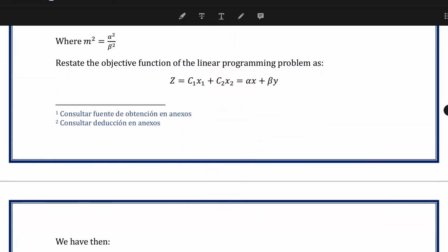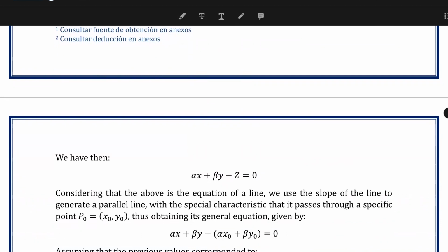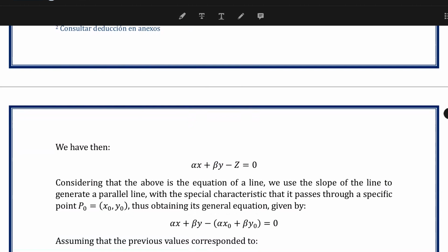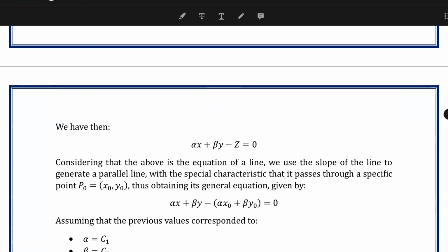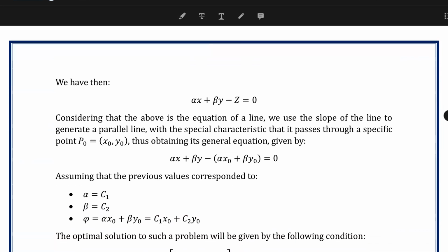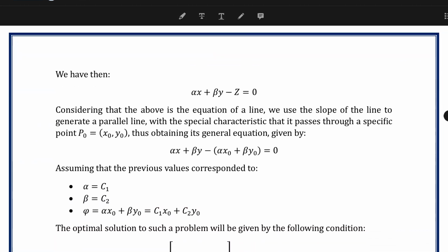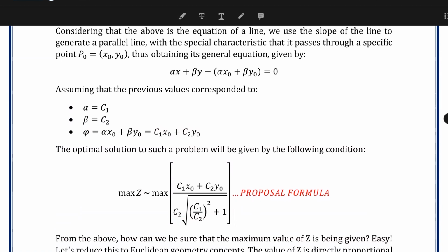Now, this is the new model of our objective solution. Considering that the above is the equation of a line, we use the slope of the line to generate a parallel line with the special characteristic that it passes through a specific point P0. Thus it contains the general equation given by this one. And these are the previous values considered for the model. And this is the proposed formula. And again, if you want to consider this, please take the annexes of this article.